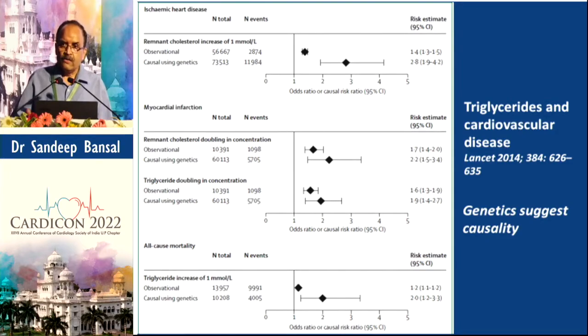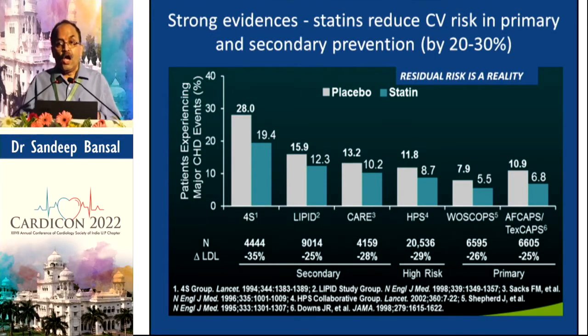Again, a very large paper published in the Lancet about 7-8 years back again showed that whichever way you looked, whether based on observational studies or based on genetics, it was clear that triglycerides are associated with increased cardiovascular risk.